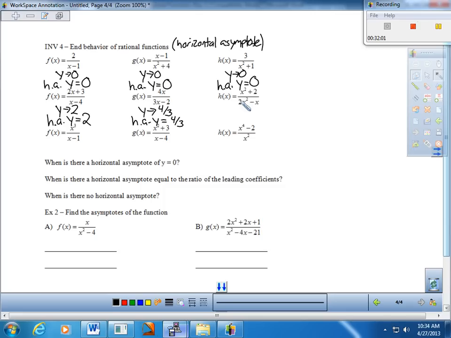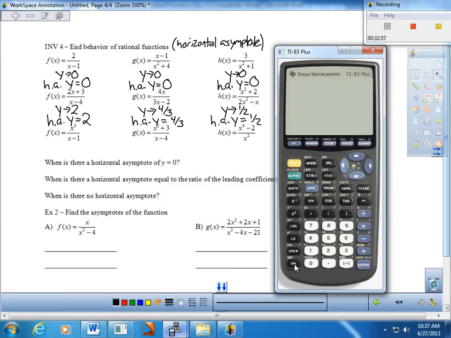All right. Well, I'm going to give it to you, and then we'll do a quick look. In this case, the y values get closer and closer to 1/2. Do you see the 1/2? There it is. And so I have a horizontal asymptote, should be of 1/2. Look at the leading coefficients, guys. 2/1, 4/3, 1/2. Cool.